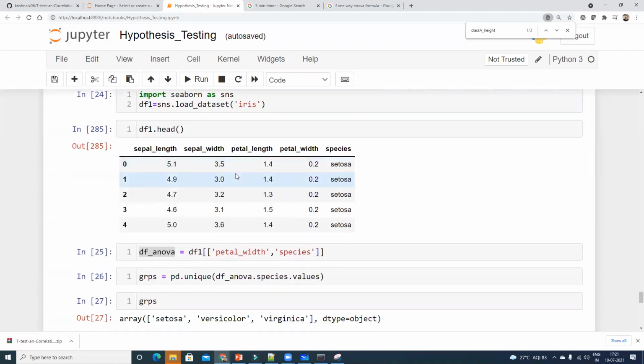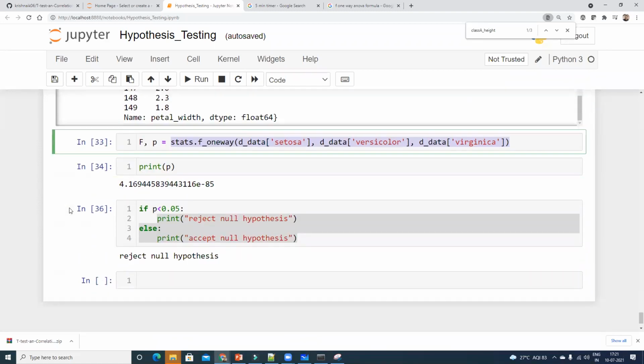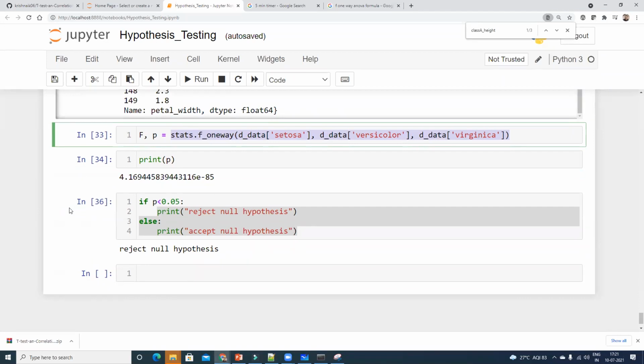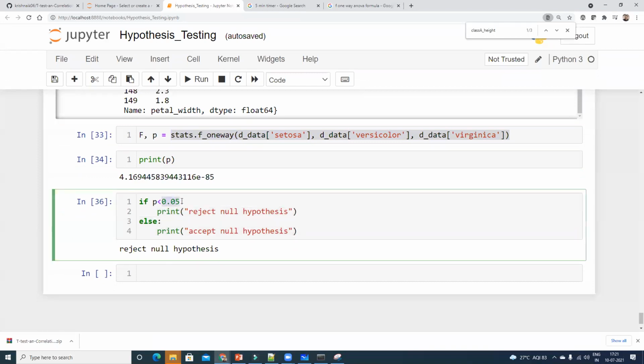See, one-way ANOVA test. So I like statistics. If p is less than 0.05, what does this mean?